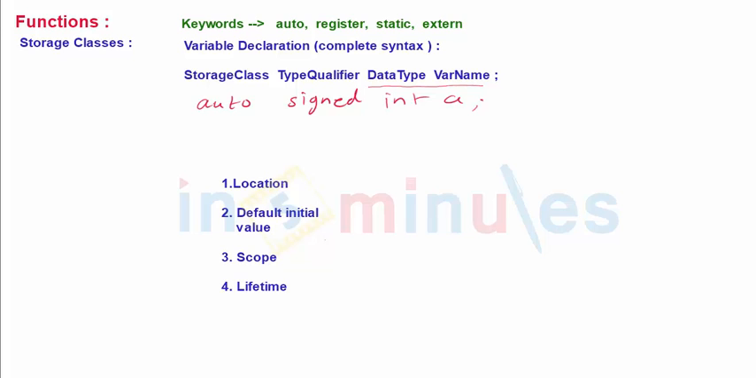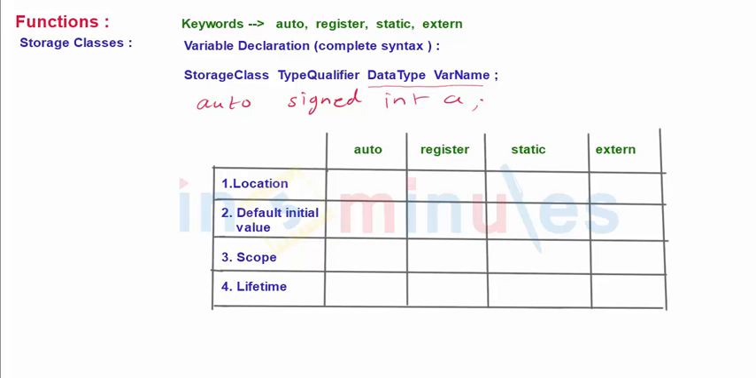Here the storage classes decide 4 different features of any variable. Location, that is where the variable will be created in the computer. Then default initial value, what is the default initial value if the variable is not initialized. Then scope of variable, that is the area of working of a variable, which we discussed in the previous video. And lifetime, that is for how much time or in what area of the program the variable will be alive. Now we'll discuss these 4 features for auto, register, static and extern.